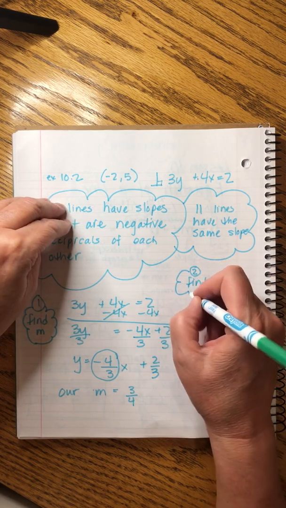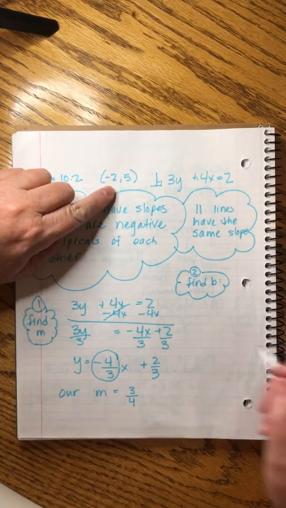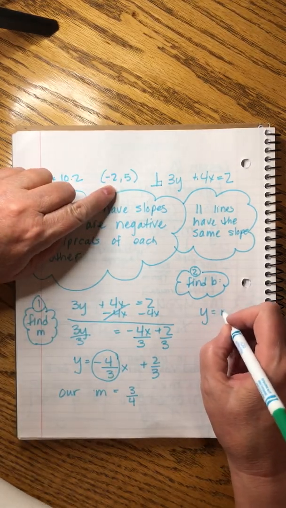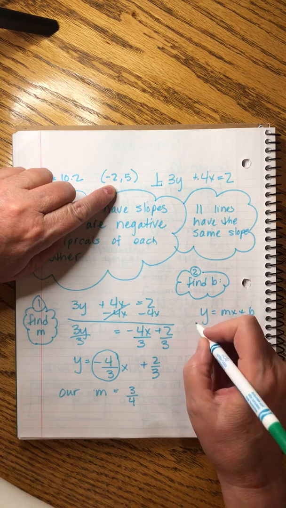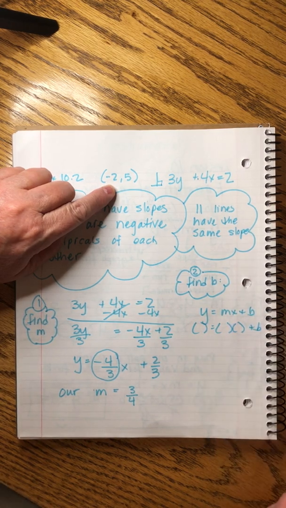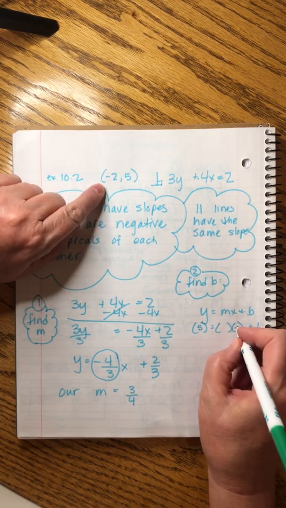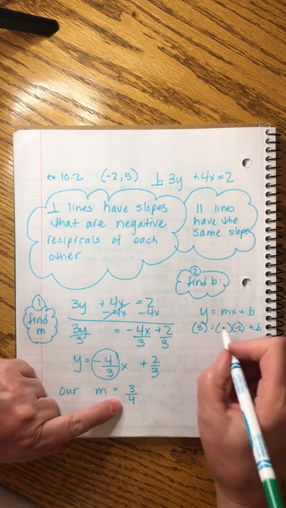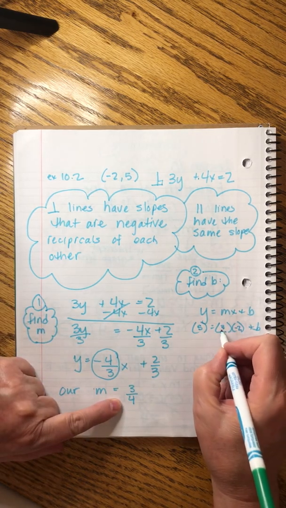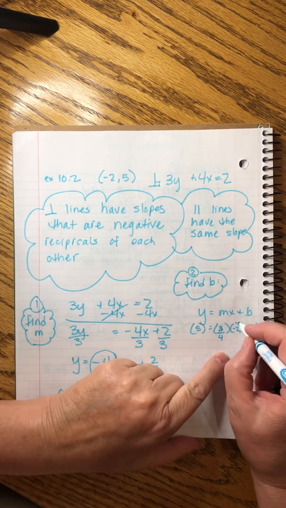Now let's do step 2, find b. This is exactly the same as last time. We have a point. This time we only have one to choose from. So we'll go y equals mx plus b, and then we'll bucket the heck out of it, except for the b. y is 5. x is minus 2. I'll put that in over there. And then our slope is 3 over 4. Okay, I multiply this together. I get minus 6 over 4.